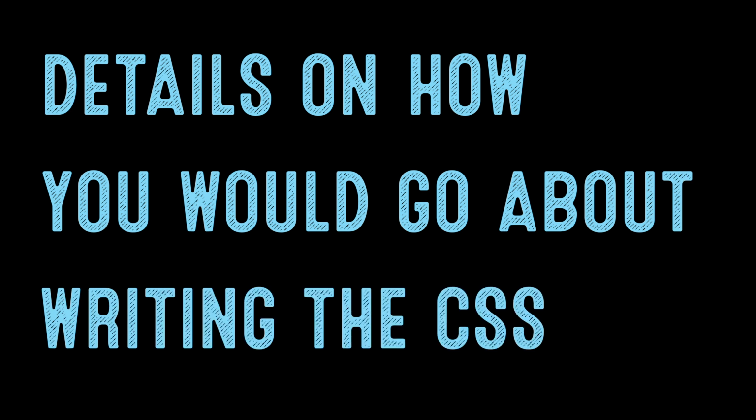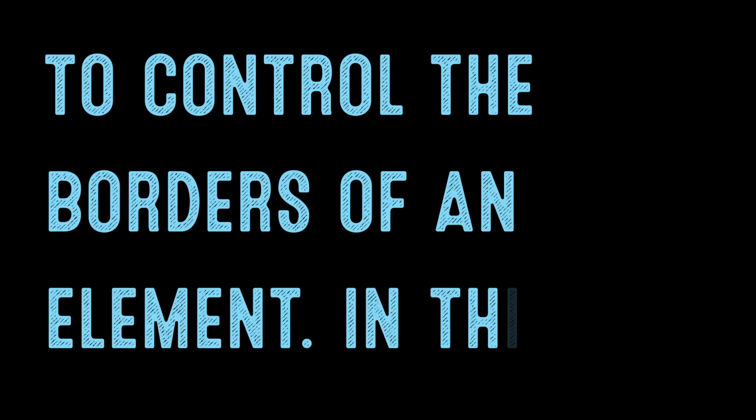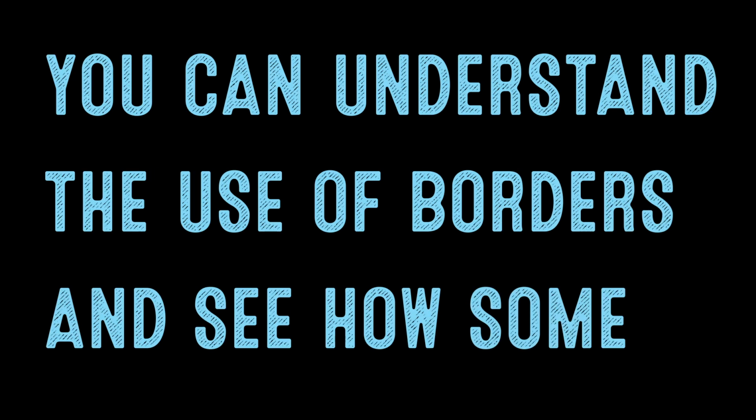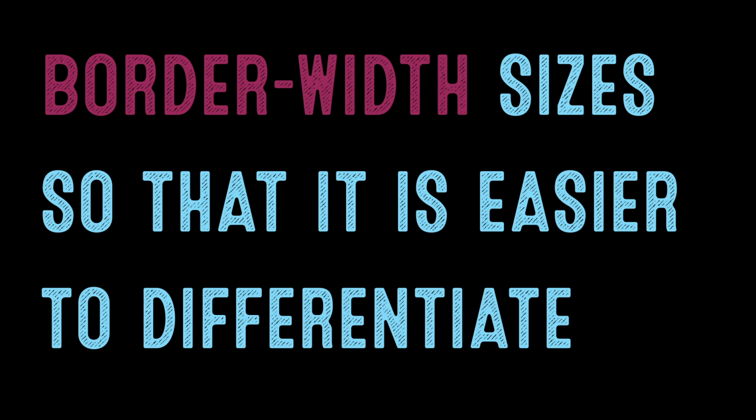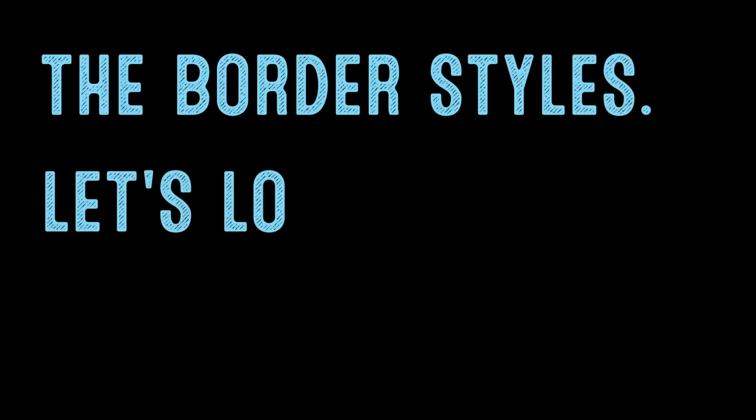We have spent the last few videos going over the details on how you would go about writing the CSS to control the borders of an element. In this video, we will take a look at some examples so that you can understand the use of borders and see how some of the styles appear. Note, we are using exaggerated border width sizes so that it is easier to differentiate the border styles.